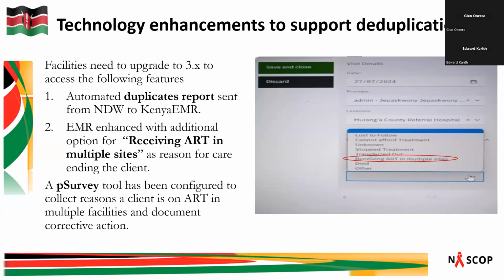Then, of course, we have also enhanced the EMR to add an option, receiving ART in multiple facilities, as a care ending reason. Then we've also gone ahead to develop a P-survey. This will be used to collect the reasons a client is on ART in multiple facilities and document the same for corrective action. So as you can see on the screenshot on the right, this basically shows the EMR has added receiving ART in multiple facilities as one of the reasons for care ending a client.